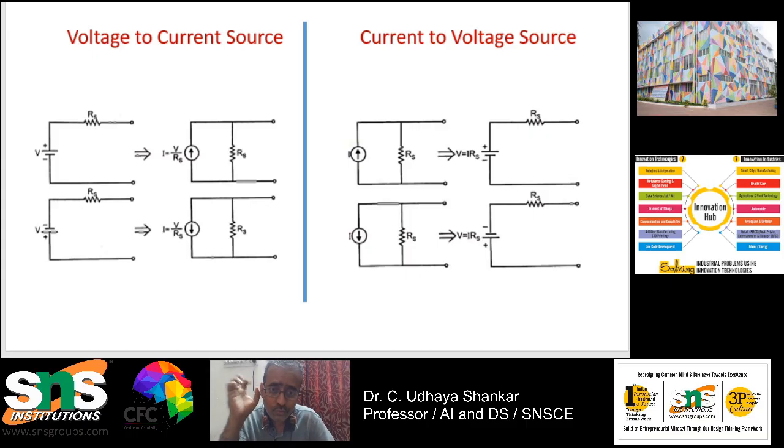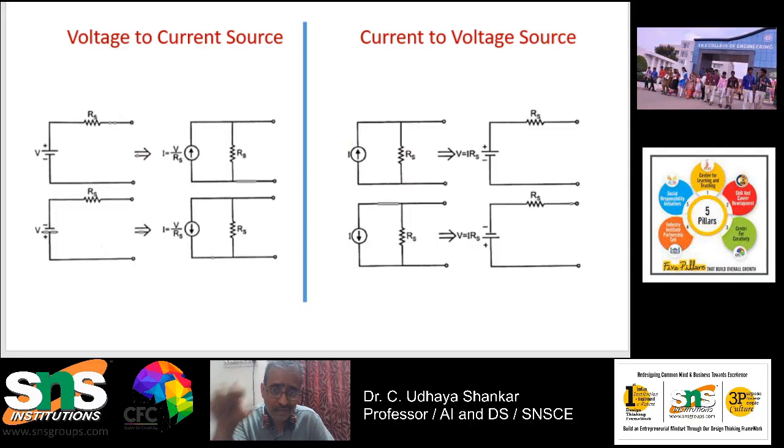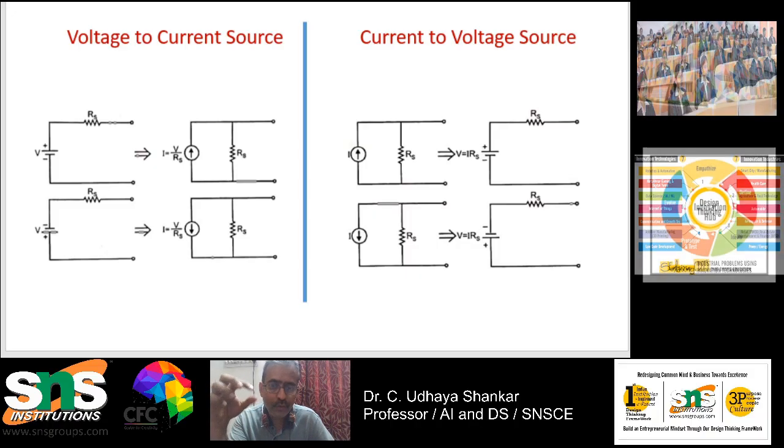So why are we doing this voltage to current and current to voltage conversion? In many cases your circuit will have n number of voltage and n number of current sources, and you want to simplify that circuit in order to understand its behavior, or to plot the characteristics of the circuit theoretically. So in that case you want to simplify the circuit. In many cases you will be doing voltage to current transformation and current to voltage transformation, so we have to understand how it has to be done.